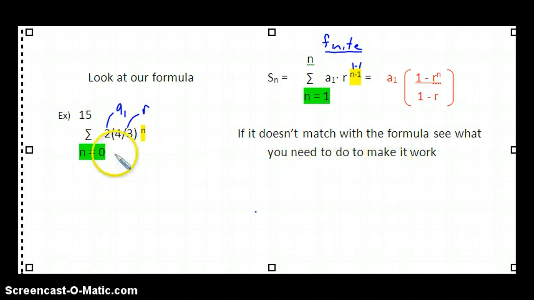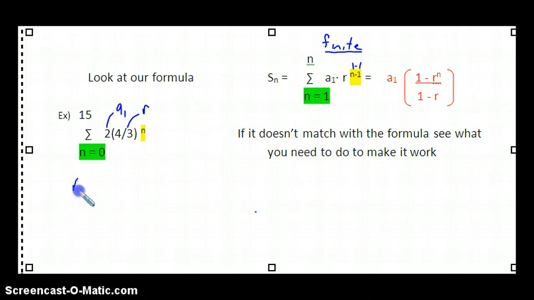Well, in this problem I don't have to do anything to make it work because it starts out at an n of 0. And normally it should start out at an n of 1 when you're using the summation formula. But because they've taken care of that issue by putting it in as an n here, so when I plug it in I get a 0, it'll still work for this formula.